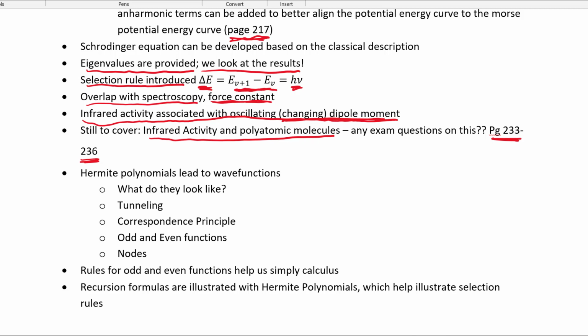Now we start to look at the wave functions themselves. So this is now a much more complicated solution to the Schrödinger equation, and we do not go through the math that takes us to those solutions. In fact, what's happened is we're told that Hermite polynomials actually lead us to these wave functions. We start to look at what those solutions look like.